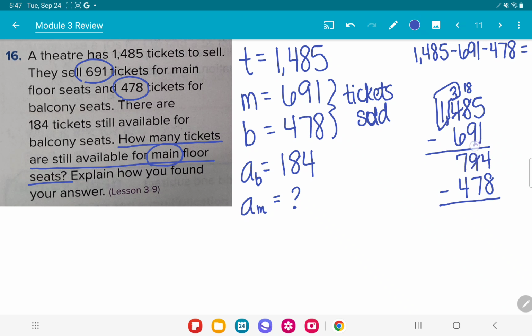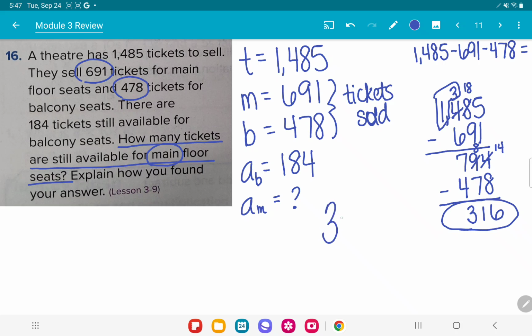Then I can take away the 478 tickets that have been sold for the balcony. I'm going to have to regroup here. 14 minus 8 is 6. 8 minus 7 is 1. And 7 minus 4 is 3. All right, so 316 tickets are left: total, minus the main floor seats that are sold, minus the balcony seats that are sold. So there's 316 tickets left.